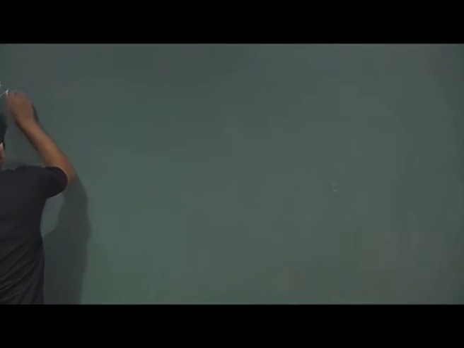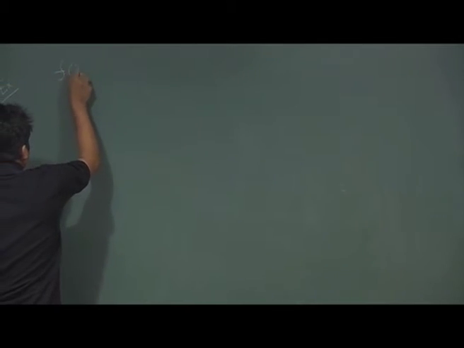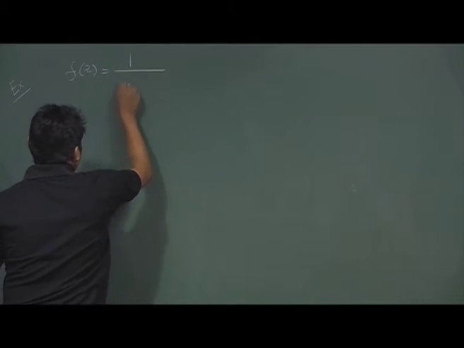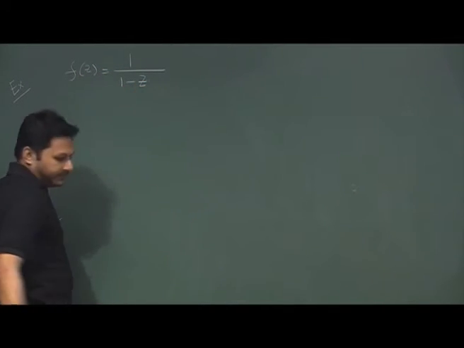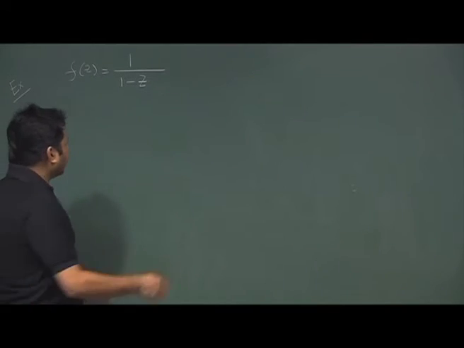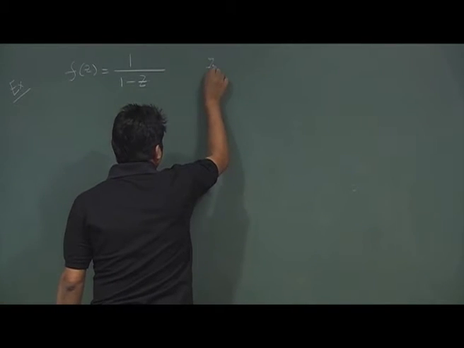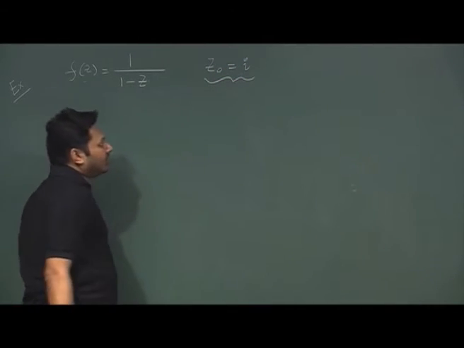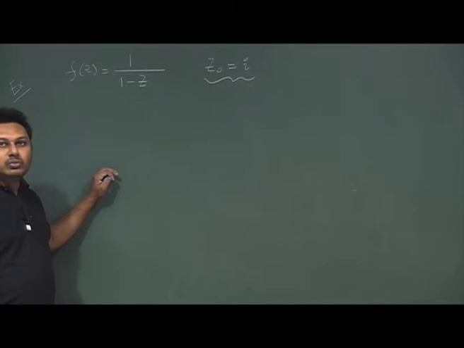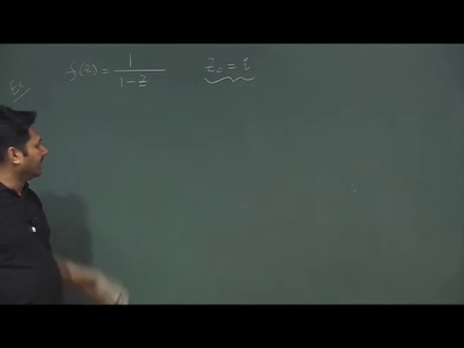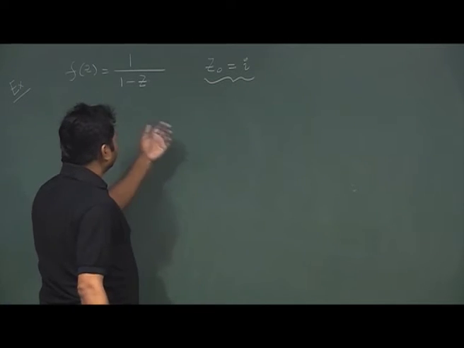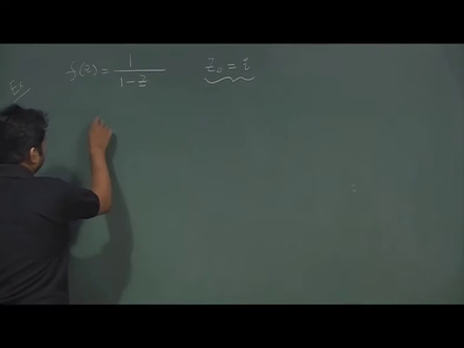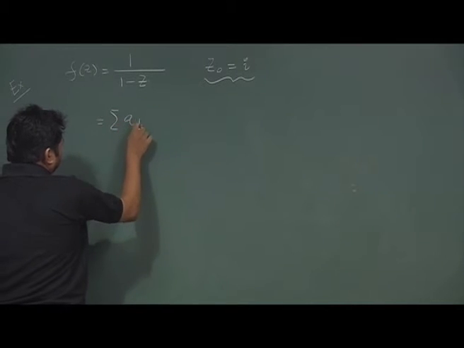So example is function f(z) is equal to 1 by 1 minus z. This is a function. Now the question is asked that please expand this function around this point z0 is equal to 1. Around this point I need to expand this function. So now the process is straightforward. We don't need to, so there are two ways you can do that. You can write straightway this function in this form.